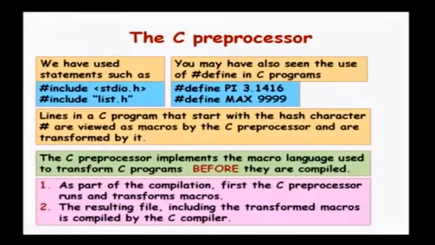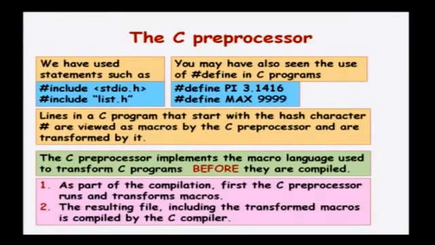We have used statements such as #include <stdio.h>, also #include "list.h", and you may have seen C code which looks like this. You say #define PI 3.1416, #define MAX 9999, something like this. So lines in a C program that start with the hash symbol are called macros, and they are processed by the C preprocessor.